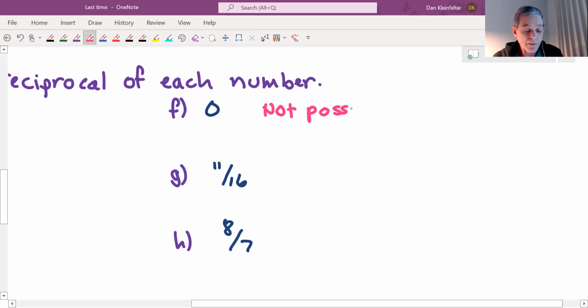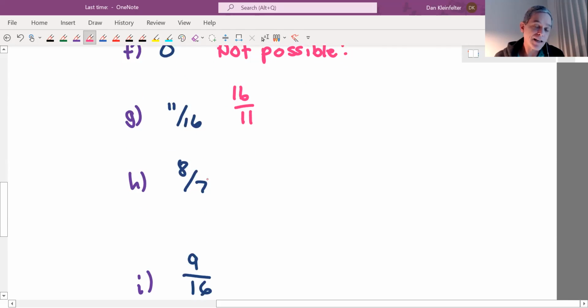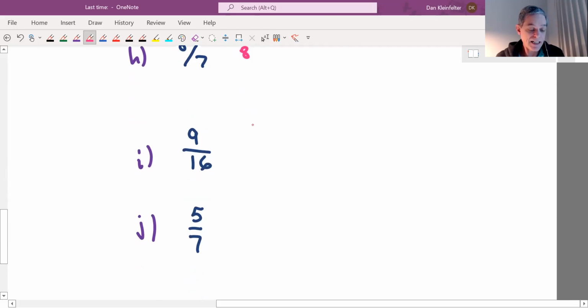It's the only number that doesn't have a reciprocal. You can't divide by 0, so there's no sticking 0 in the denominator of a fraction. Okay, 11/16, its reciprocal will be 16 over 11. For 8/7, its reciprocal will be 7/8. Two more. 9/16, we'll have 16 over 9, and then for 5/7, we'll have 7/5.